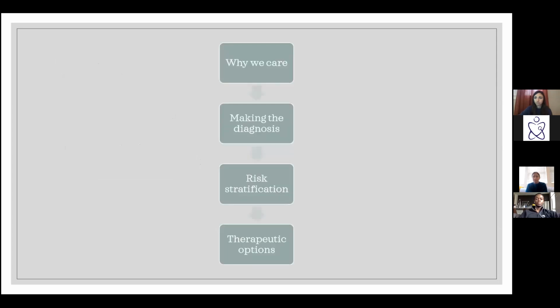So here's our roadmap for today. First, we're going to talk about why we should care about NAFLD in the primary care setting. Then we're going to talk about making the diagnosis and ruling out other causes of transaminase changes. Then we will talk about how we risk stratify our patients once we feel confident in our diagnosis of NAFLD. And then last, we're going to talk about therapeutic options for our patients and hopefully have some tools for counseling. So let's start with why we care.